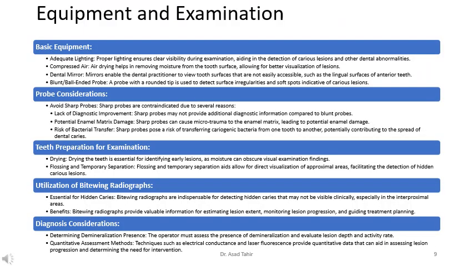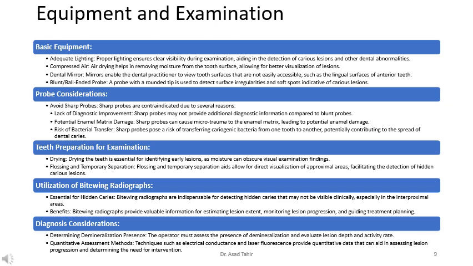Equipment and examination. Basic equipment. Adequate lighting. Proper lighting ensures clear visibility during examination, aiding in the detection of carious lesions and other dental abnormalities. Compressed air. Air drying helps in removing moisture from the tooth surface, allowing for better visualization of lesions.